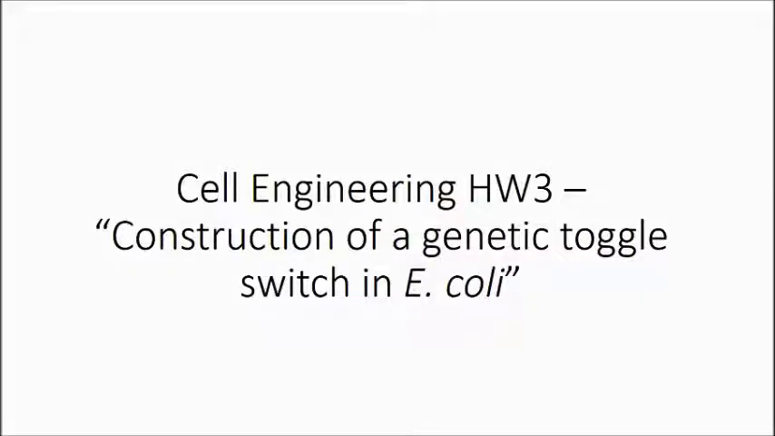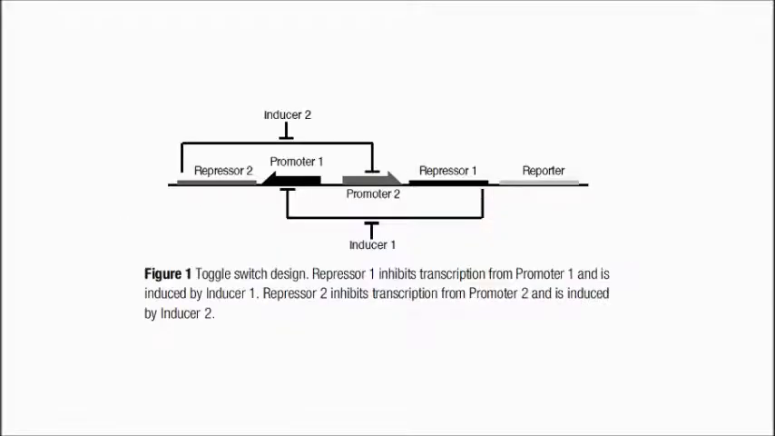Hi everyone, so this is a tutorial video for the Matlab question in homework 3 of cell engineering, and it is based on the paper Construction of a Genetic Toggle Switch in E. coli. So before we start, I recommend going to the paper and just taking a good 20 minutes reading it. It's only 4 pages, so it's very short, but understanding what's going on in the paper will really help you do the homework. So just real quick on the background of what's happening here.